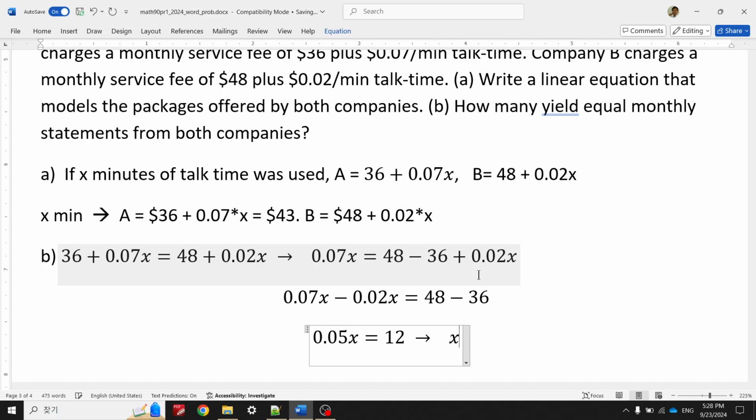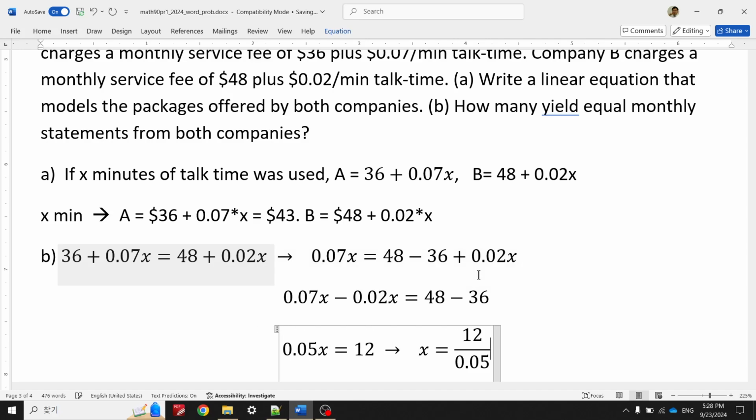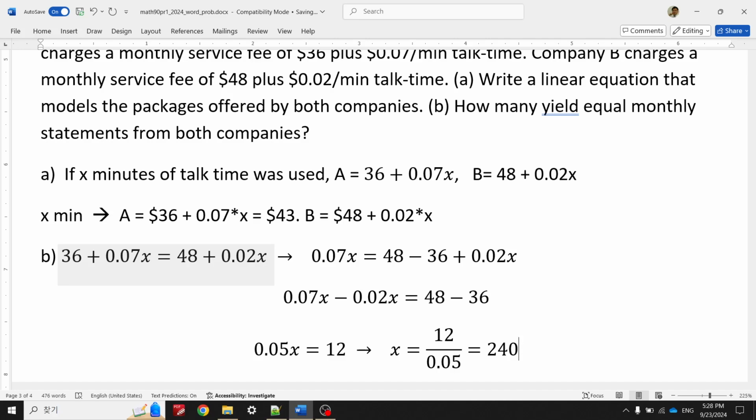And therefore, if you solve by dividing 12 by 0.05, you get 240. Okay? You can check this by your calculator. Okay, so the answer is 240 minutes of talk time. Now, let's think about what this means.